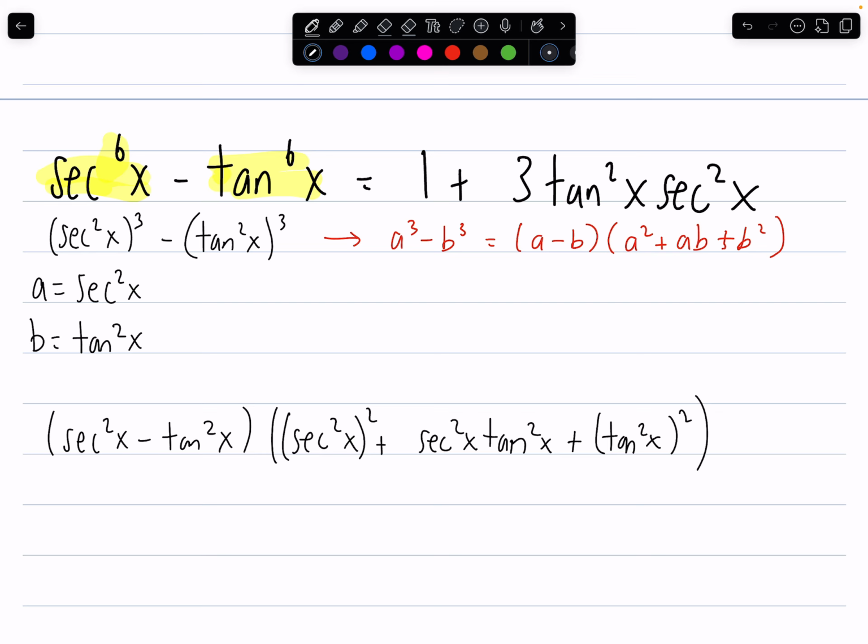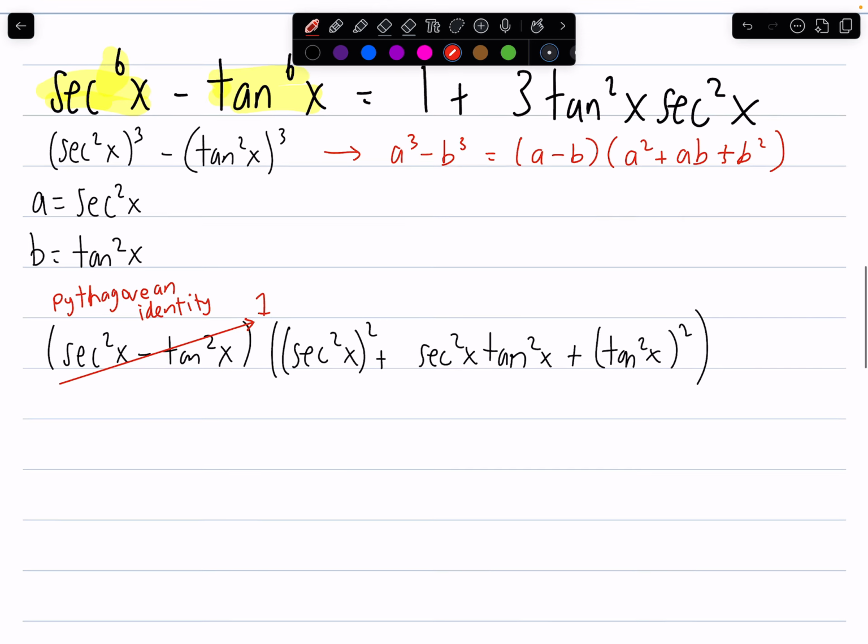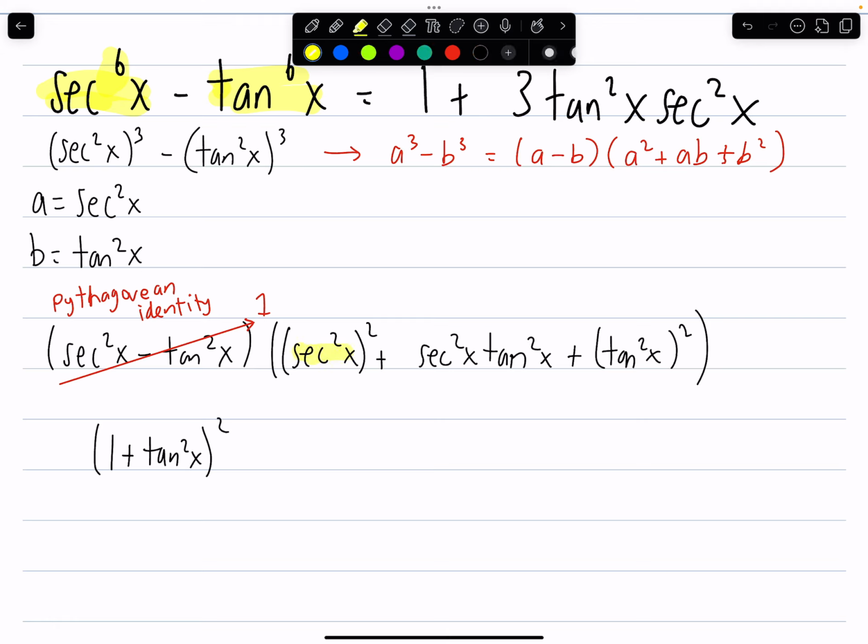Okay. Now, using the Pythagorean identity, we know secant squared x minus tan squared x is equal to 1. If you didn't know this identity, you're not going to know how to completely cancel it out. So then what are we left with? We're left with just secant squared x squared plus secant squared x tan squared x plus tan squared x squared. So now what I want to do is a little bit of manipulation. Over here, I'm going to say that secant squared x is 1 plus tan squared x, so notice I changed this to this.